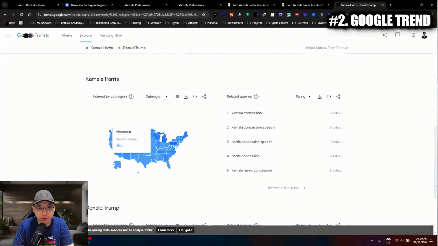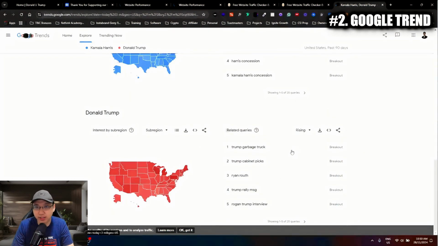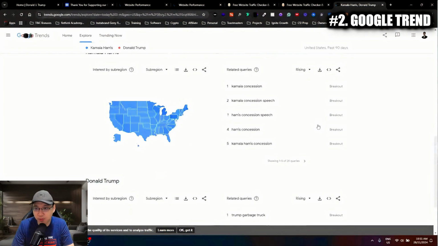I look into Kamala Harris, the sub-regions, and you can see that in terms of the concession speech, that means she has conceded. So this is the breakout. But when you look into Donald Trump, again, the intention is higher. Garbage truck, okay, Biden said something, so that's the reason why. Cabinet pick, rally message, Rogan Trump interview, this is one big one. We're going to talk more about it later. So there are more different interests compared to Kamala.